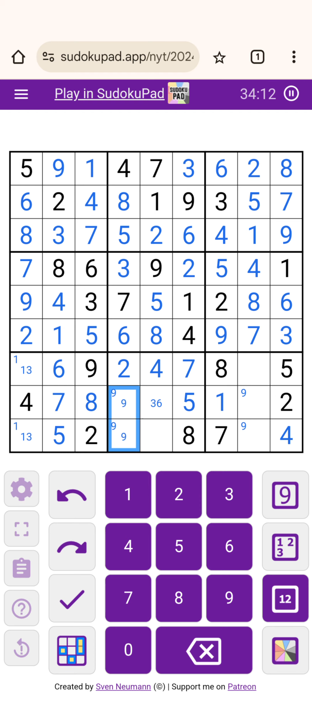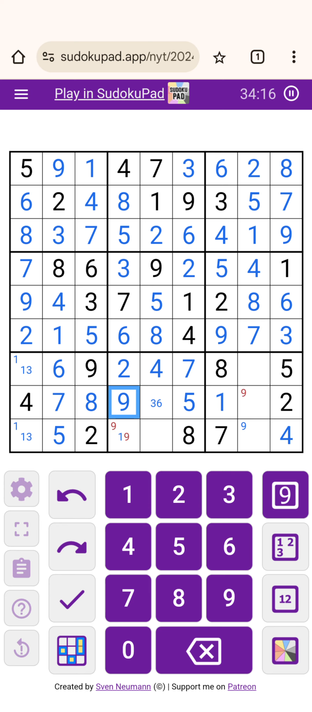9 and 1, I think, but this can't be 1. So it's 9. This is 1. That means this has to be 3. This has to be 1. This can't be a 9.